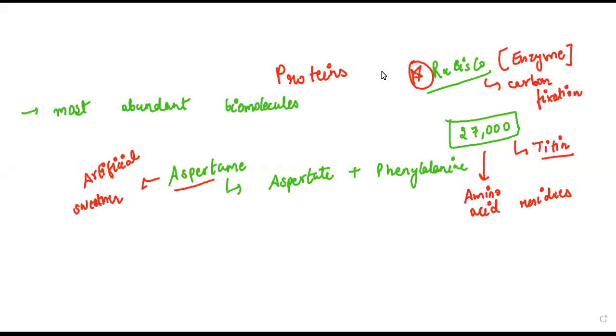As you all know, proteins are just polymers of amino acids, and they consist of peptide bonds. Is it fine with these two statements?